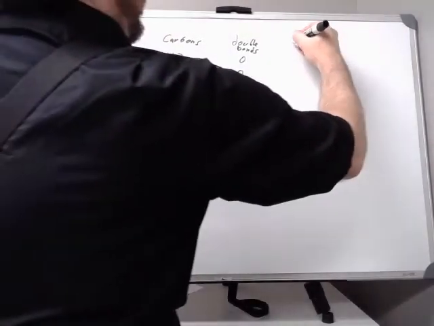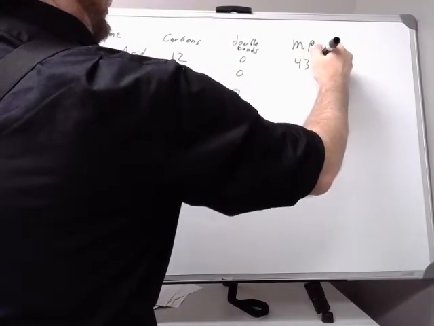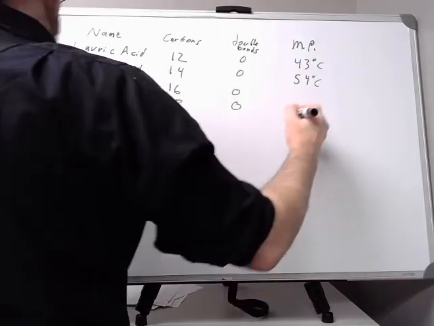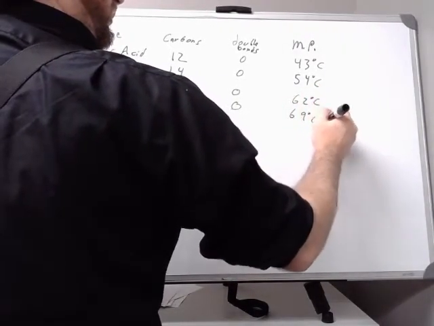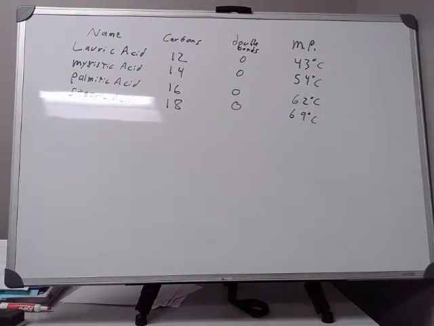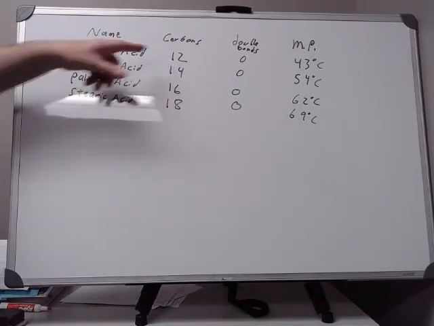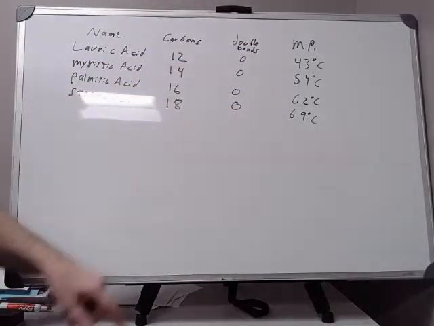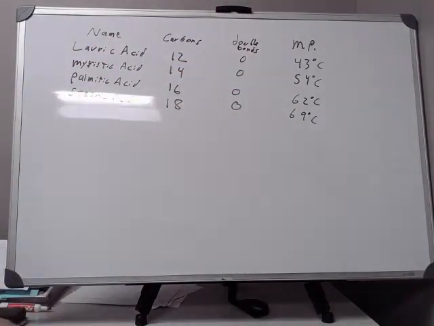Now, finally, we'll look at the melting point. It's 43, 54, 62, and 69 degrees Celsius. So we can see that as the size of the fatty acid becomes larger, as we go from 12 carbons to 18 carbons, then the melting point becomes much higher. We go up by about 10 degrees Celsius for every 2 carbons that we add to the tail group of the fatty acid.